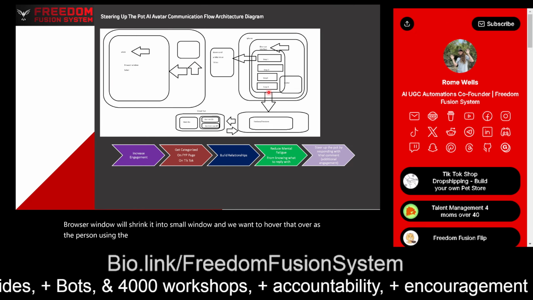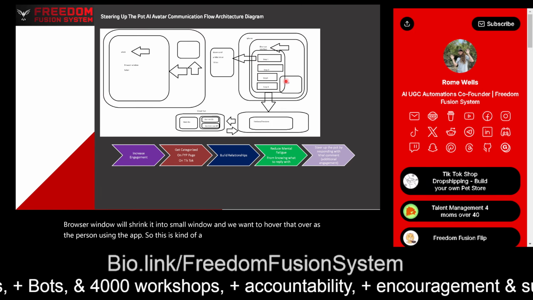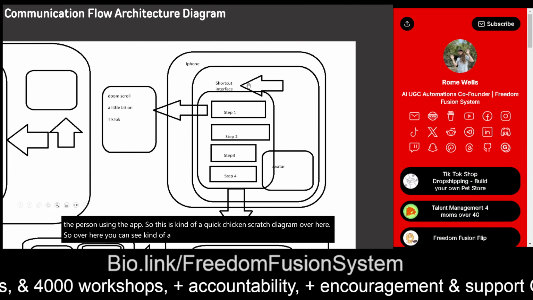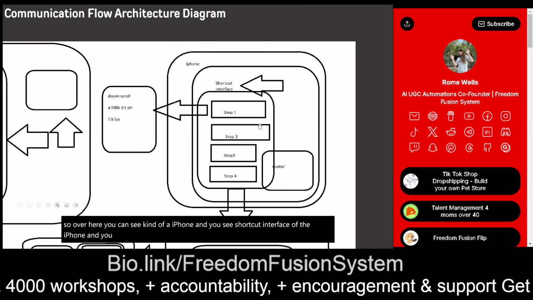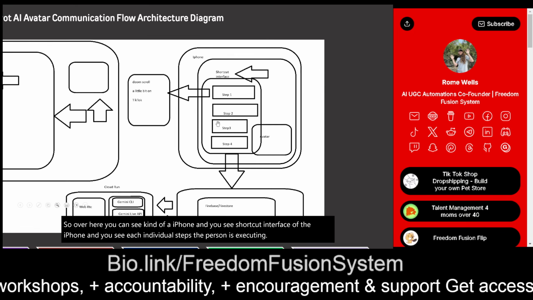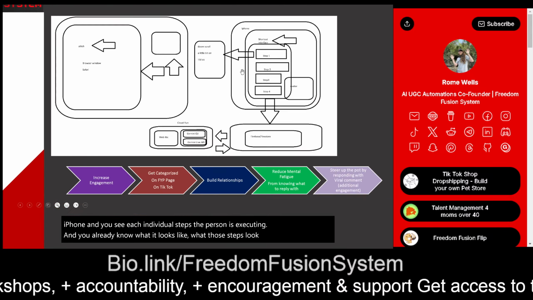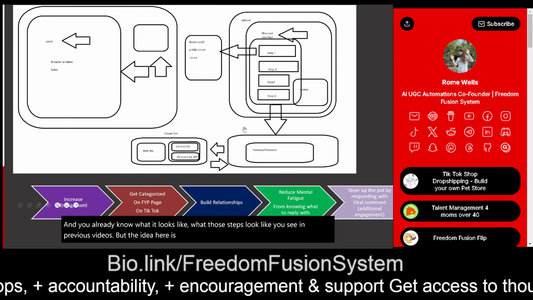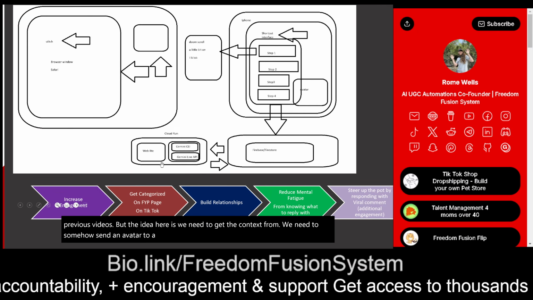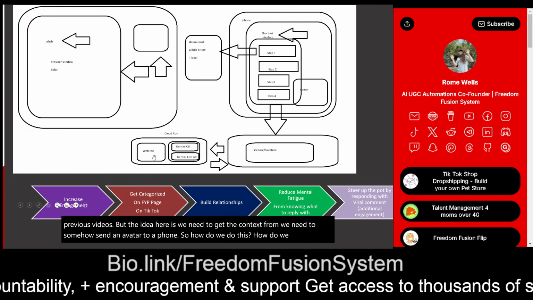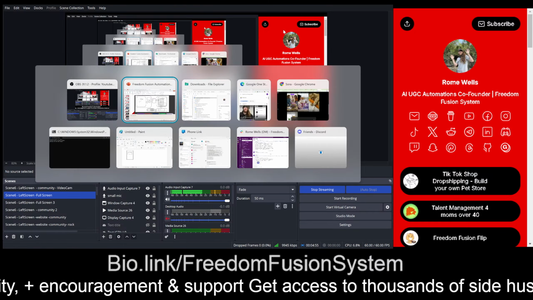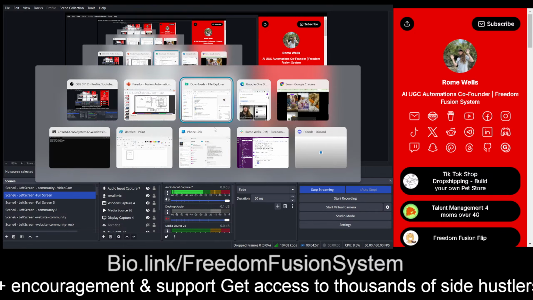So this is a quick chicken scratch diagram over here. You can see an iPhone, and you see the shortcut interface of the iPhone, and you see each individual step that the person is executing. And you already know what those steps look like from previous videos. But the idea here is we need to get the context from, we need to somehow send an avatar to a phone. So how do we do this? How do we get the avatar onto a phone? So let's go ahead and whip out ChatGPT real quick, and we're gonna quickly see what's happening with ChatGPT.